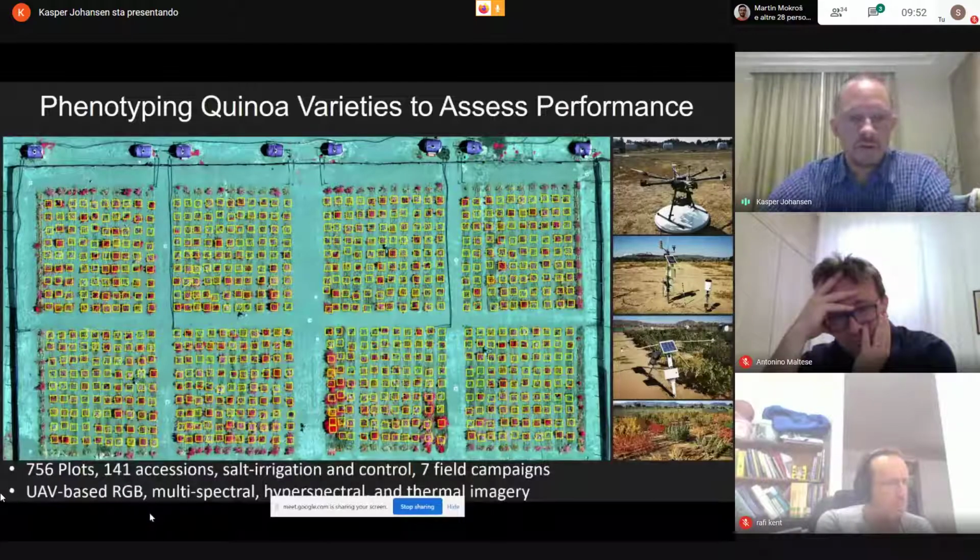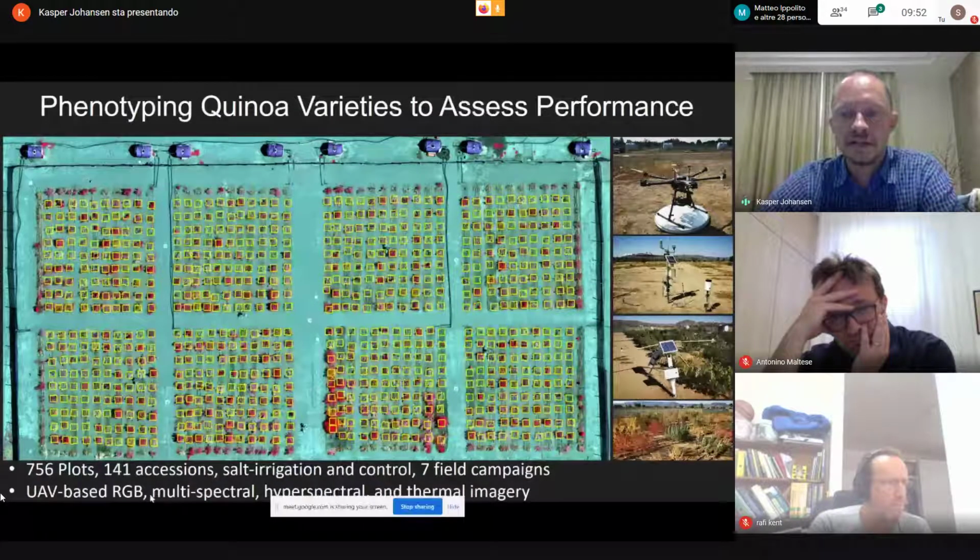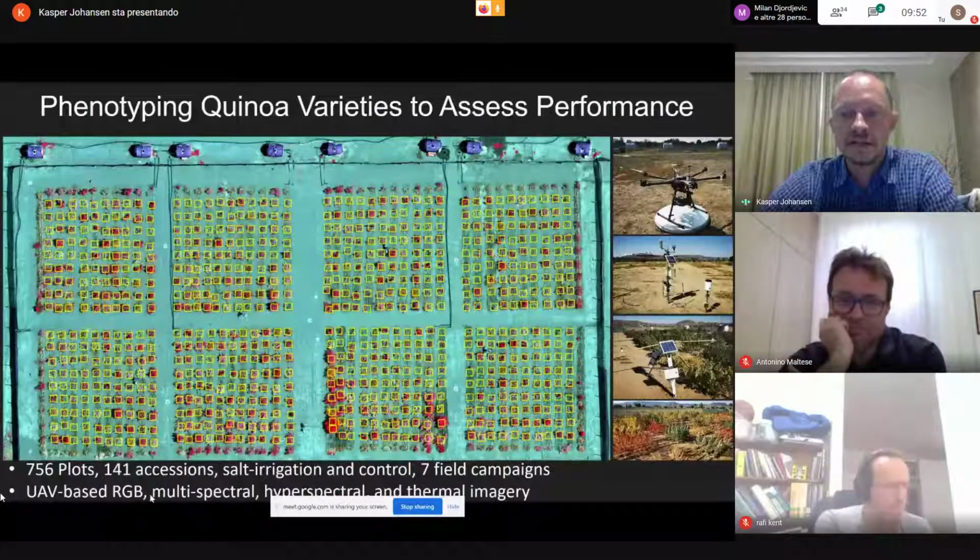We had 141 different accessions, and again, 4 of those plots were irrigated with salt water, and the other 4 plots were irrigated with fresh water. We had a total of 7 field campaigns during the growing season, where we collected field data as well as RGB, multispectral, hyperspectral, and thermal imagery.